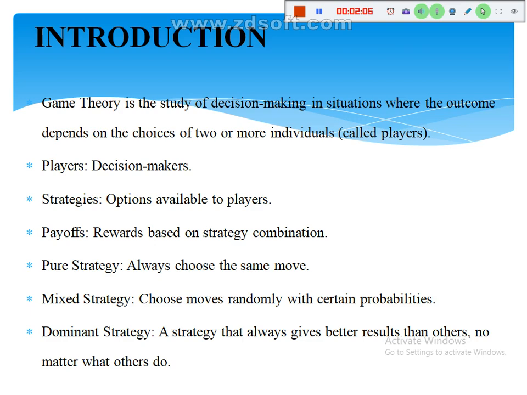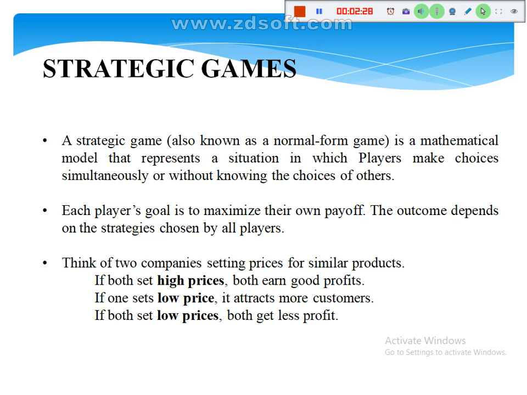Third and last one is dominant strategy. Dominant strategy means a strategy that always gives better results than others. So regardless of other players' actions, the player chooses the best strategy for themselves. Okay, these are the three types of strategies. Next, this is an introduction about game theory.